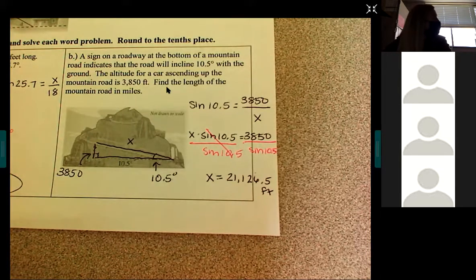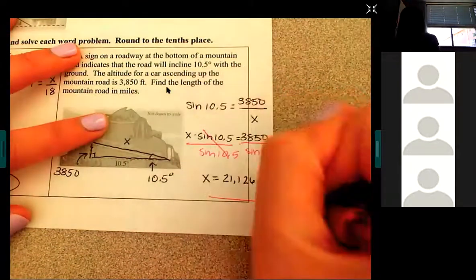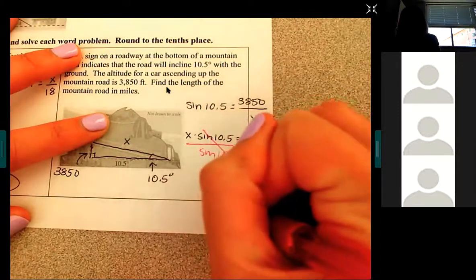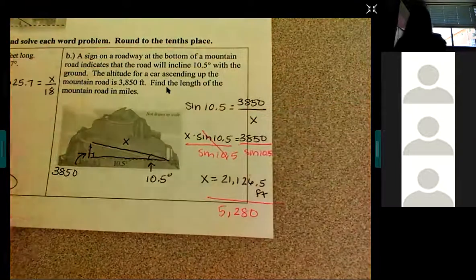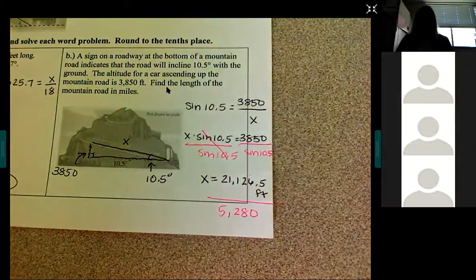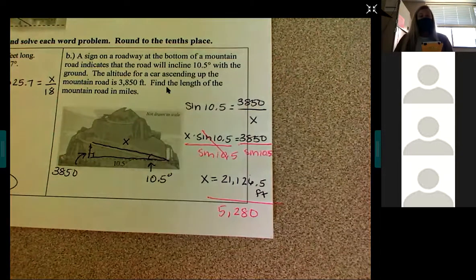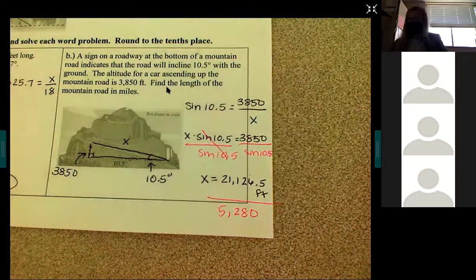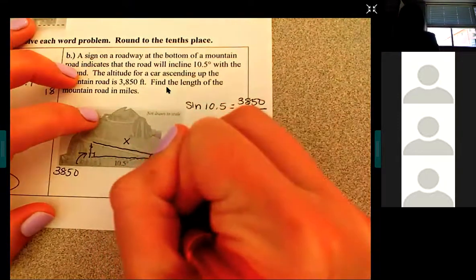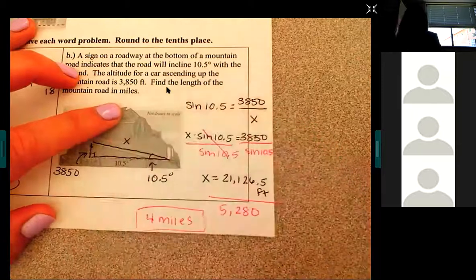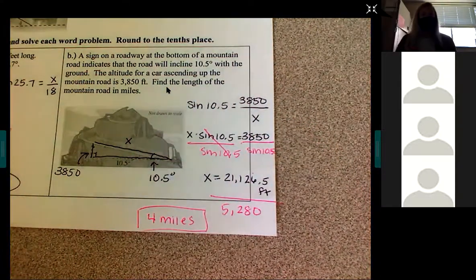Did y'all do little conversions like that in middle school with feet and inches? I think you did. Some of you might forget. If you didn't, it's okay. So if you divide this by 5,280 feet, did y'all get 4 miles? It came out to almost exactly 4 miles. So 4 miles. Yeah, 4.0012. That's a hard one.